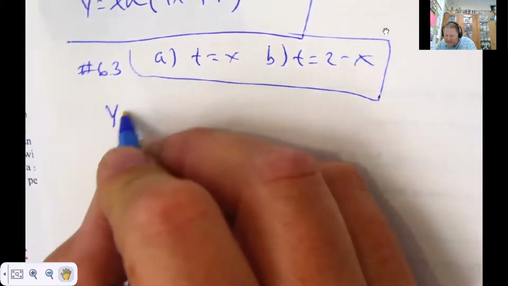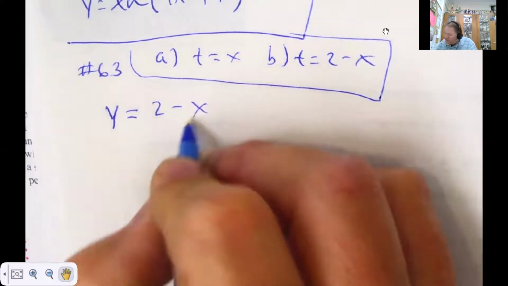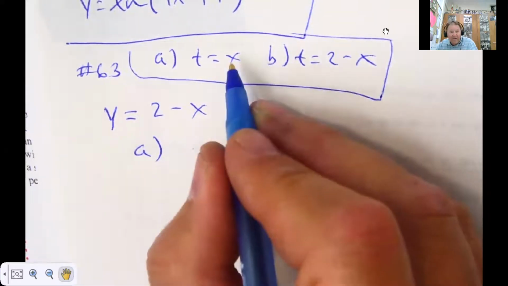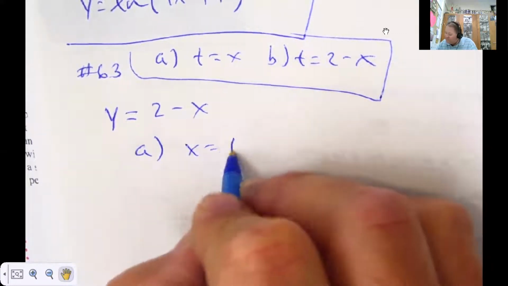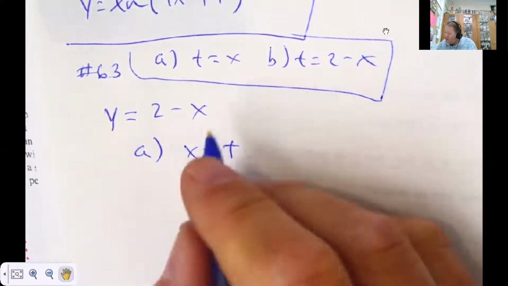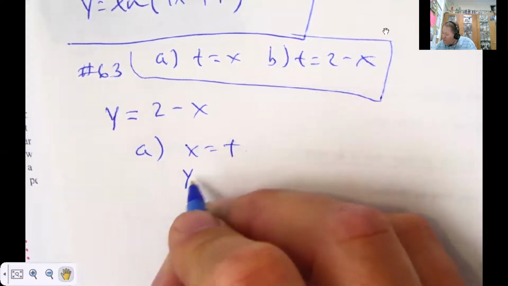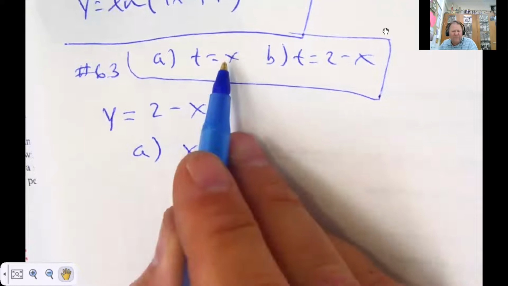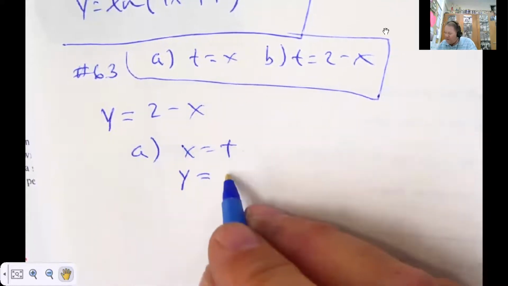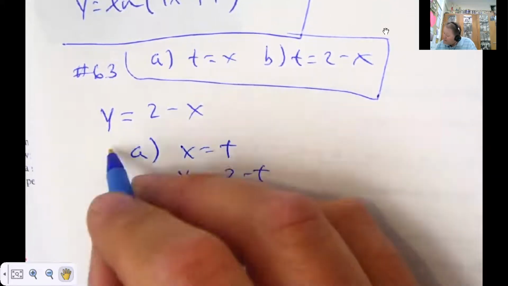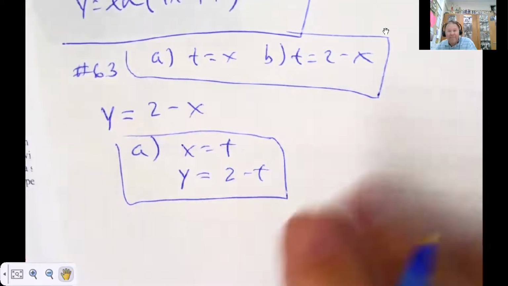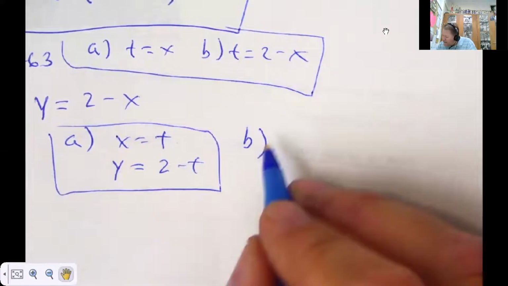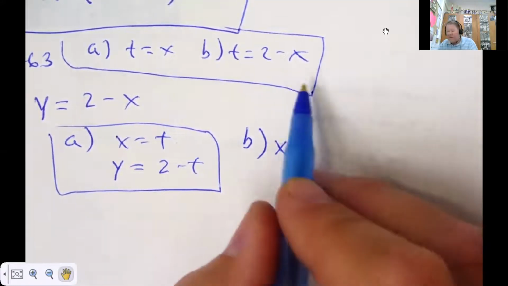So for 63, this is going to be y equals 2 minus x. For part A, what is x in terms of t? They already told me. x equals t. And for y, all we have to do is substitute t for x. Is it that easy? Yes, it is. That's part A. Part B is going to be let x equal, okay, we have to solve for x.